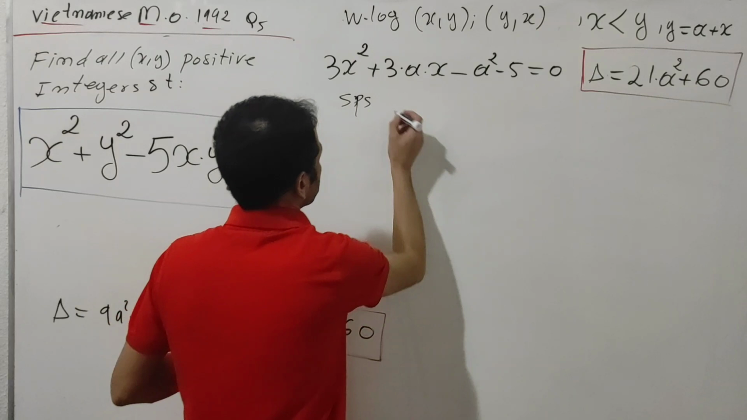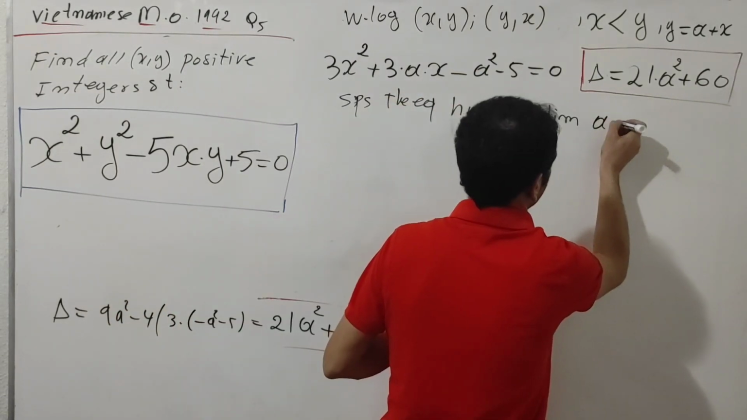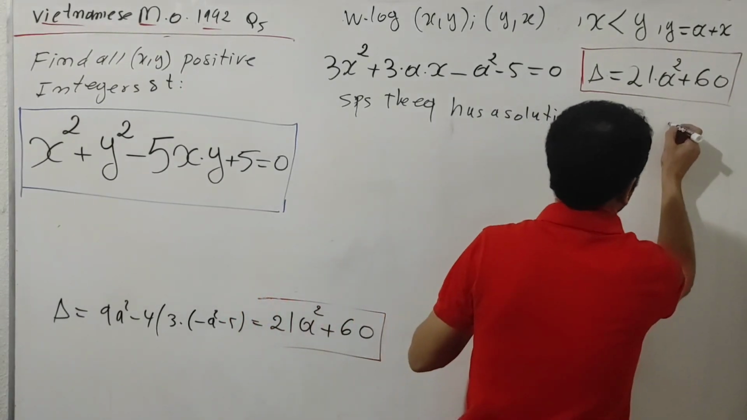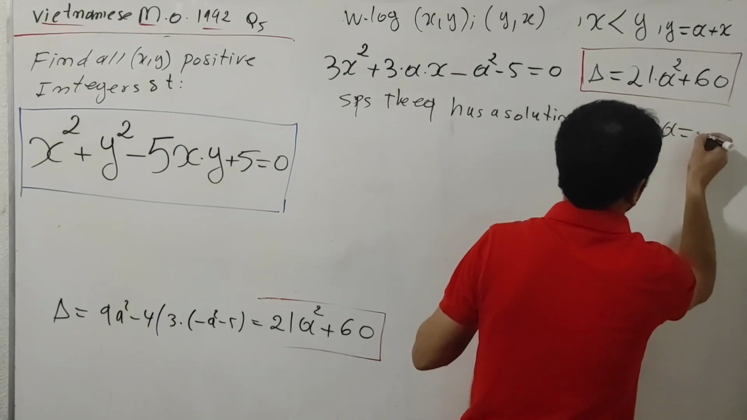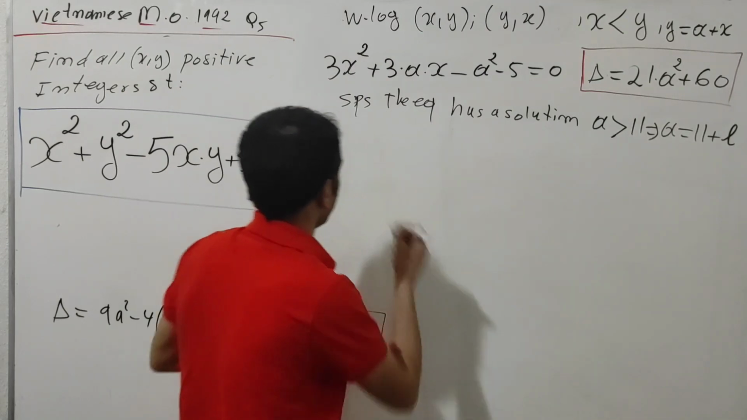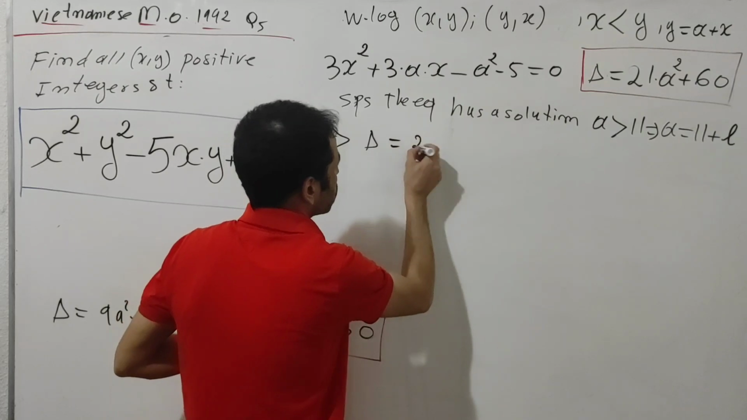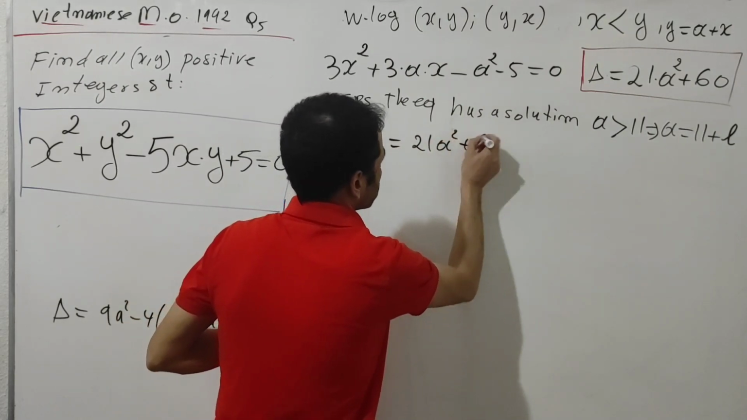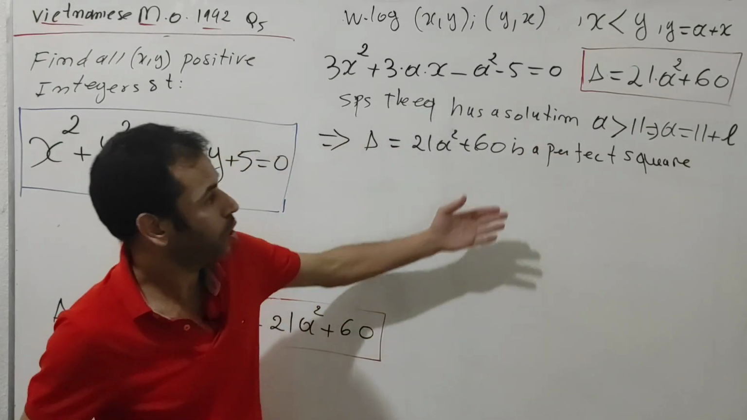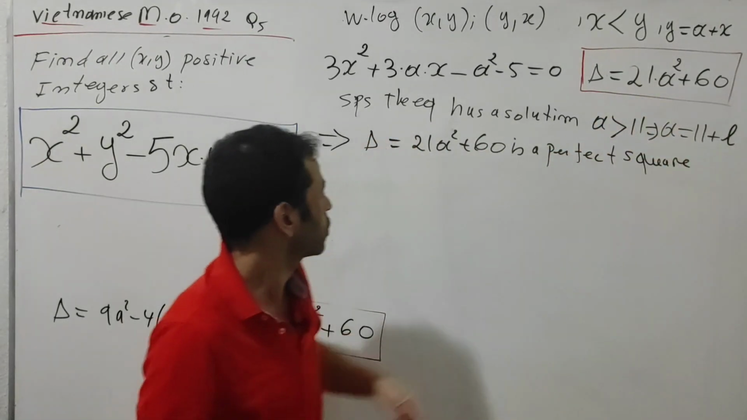Let's suppose the equation has a solution for all a strictly superior to 11. This one is telling us a equals 11 plus L, which implies delta, which equals 21a squared plus 60, is a perfect square. Because if you have a solution for this one, that means this term delta is a perfect square.